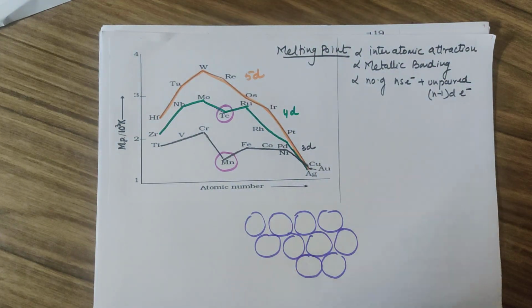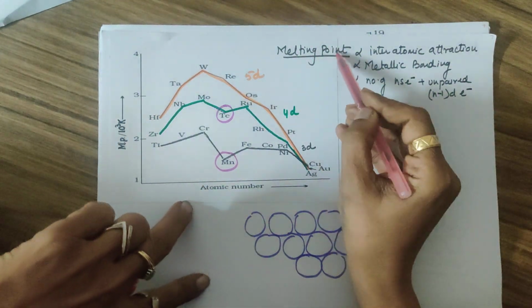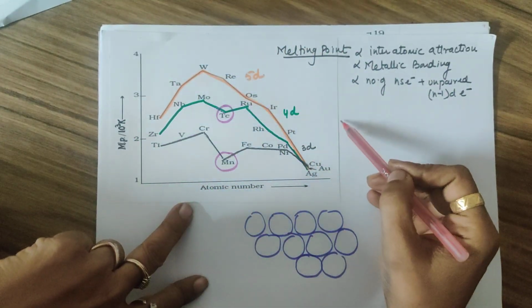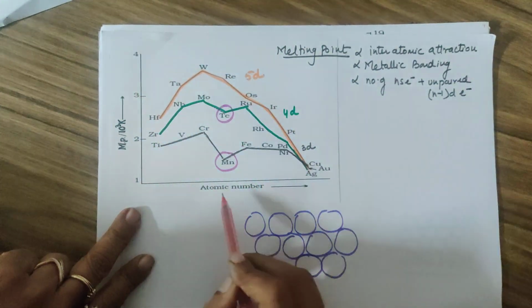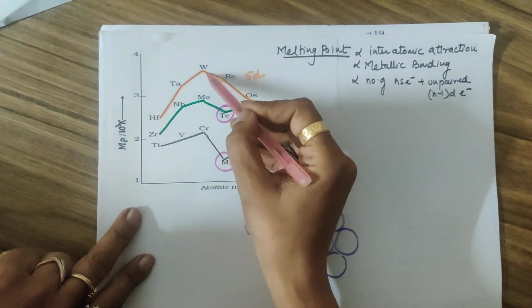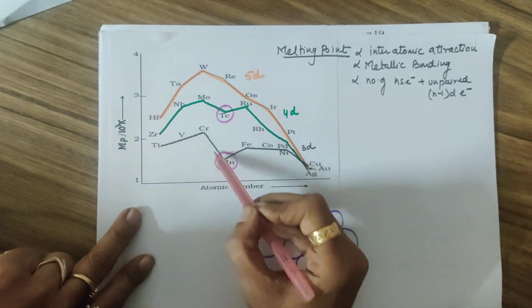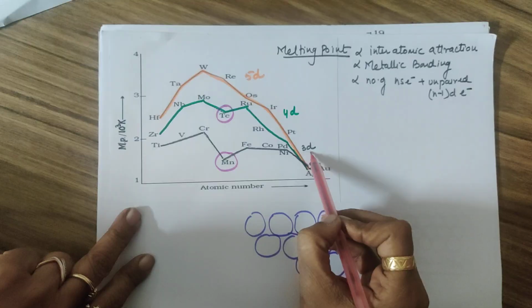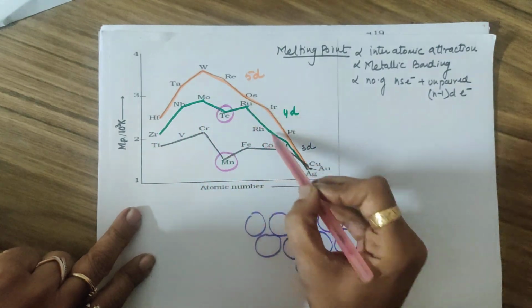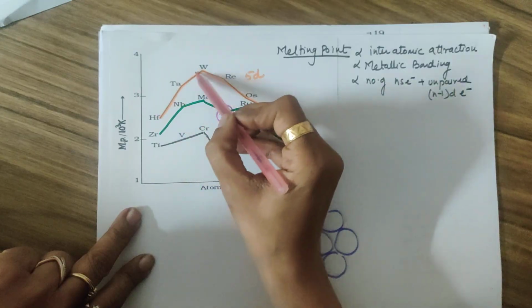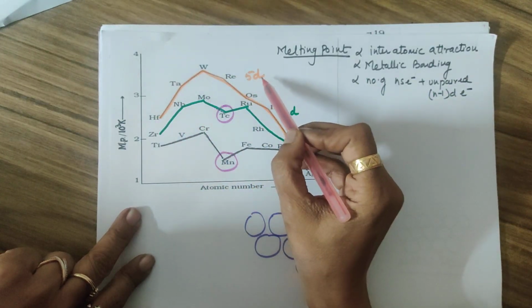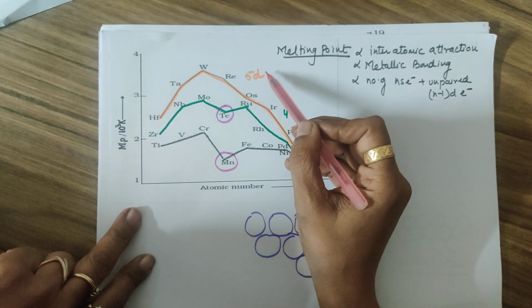Coming to the next property after the magnetic property, the melting point. This is the graphical representation given in your book. Now, melting point and atomic numbers. There are 3 lines in the graph. The lowermost line is for 3d elements, the first transition series. The second green colored line is for 4d elements, the second transition series. And the third line is for 5d elements, the third transition series.